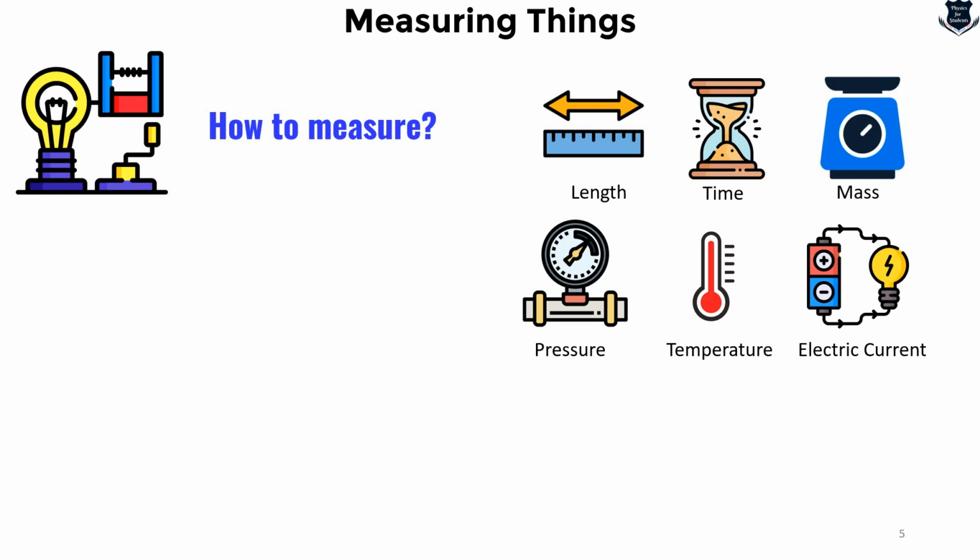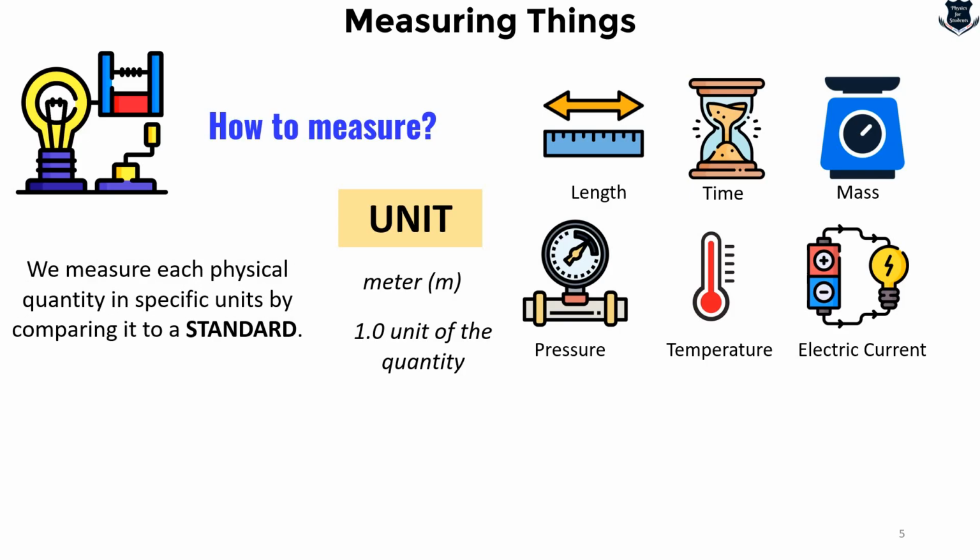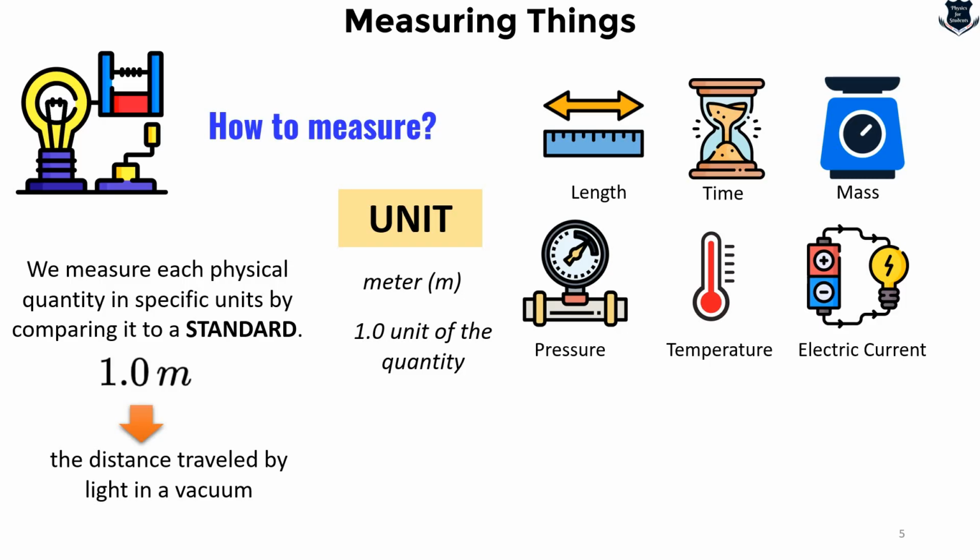We measure each physical quantity in its own units by comparing it with a standard unit. As you can see on the screen, for example, the meter is the unit for length. The standard corresponds to 1.0 unit of the quantity. The standard for length, which corresponds to exactly 1.0 m, is the distance traveled by light in a vacuum during a certain fraction of a second.